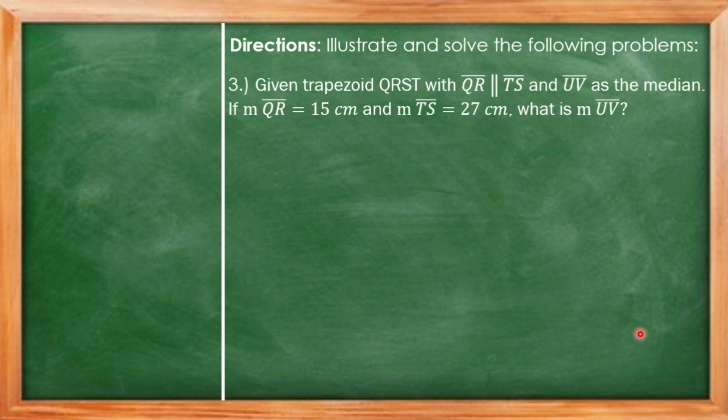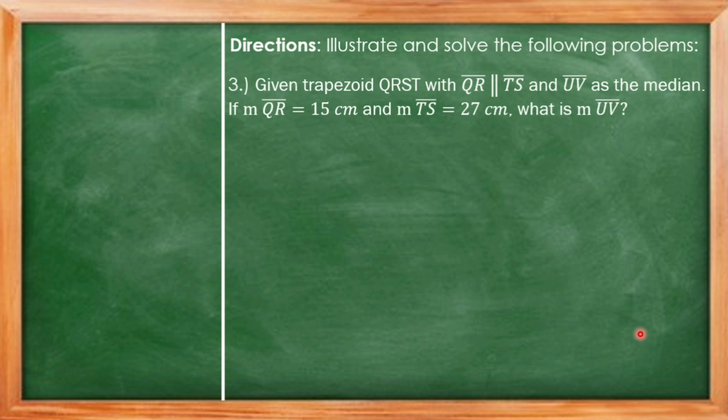Okay, let's have problem number 3. Given trapezoid QRST with side QR parallel to side PS and segment UV as the median. If the measure of side QR is equal to 15 centimeters and the measure of side PS is equal to 27 centimeters, what is the measure of side UV?